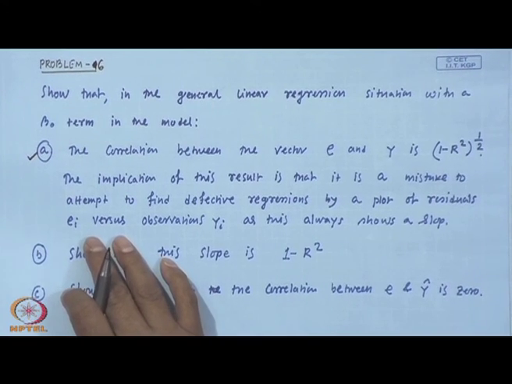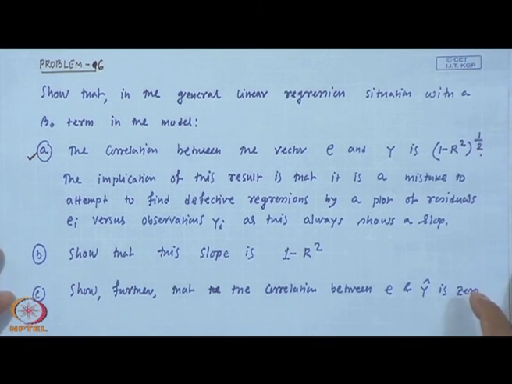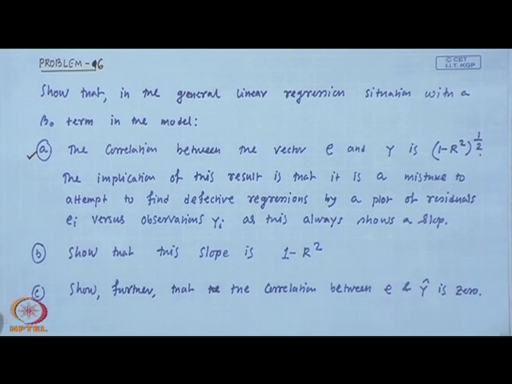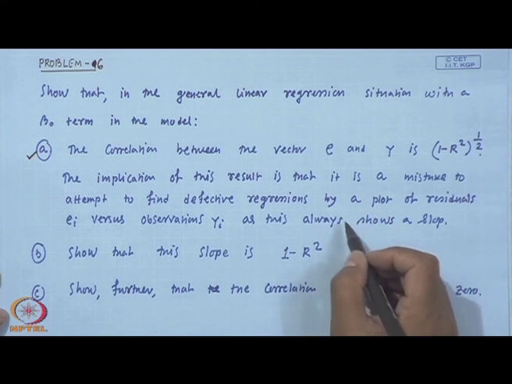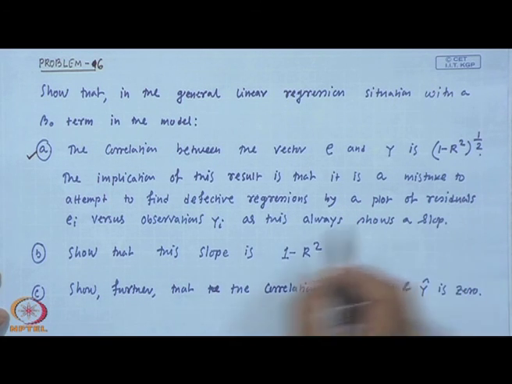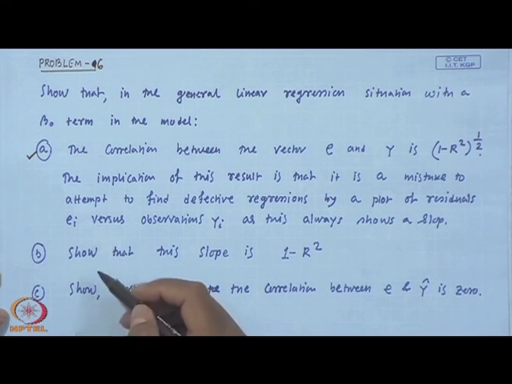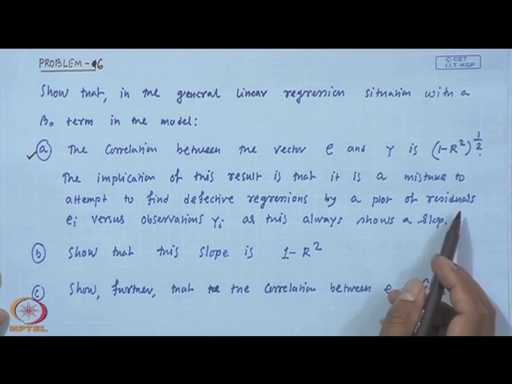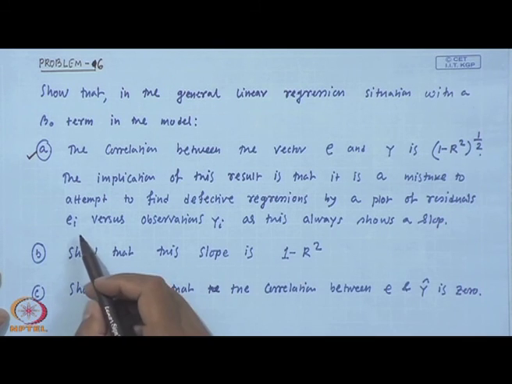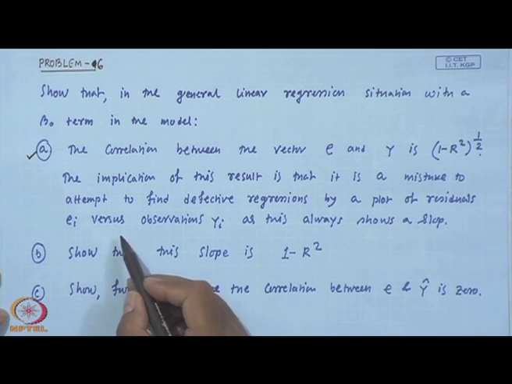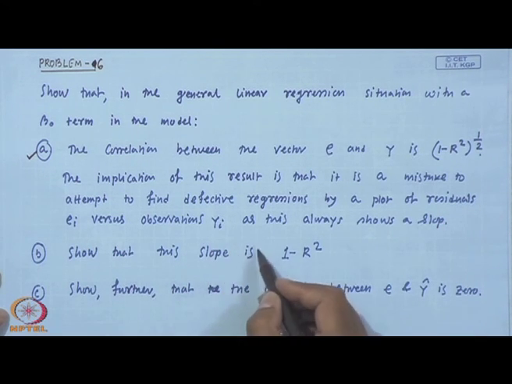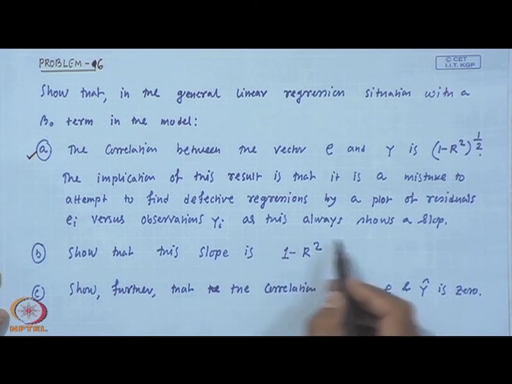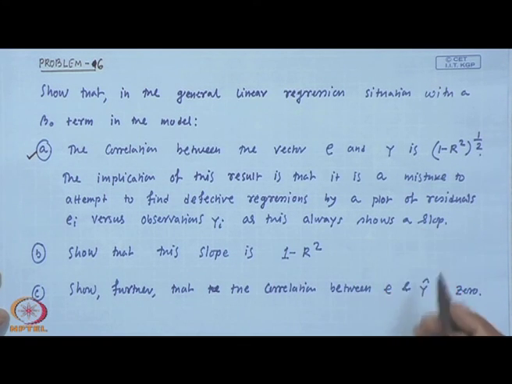So here is the problem. We have solved part 1 of this problem, and what is the implication of this? The implication of this result is that it is a mistake to attempt to find defective regressions by a plot of residual E I against the observation y I, as this always shows a slope.